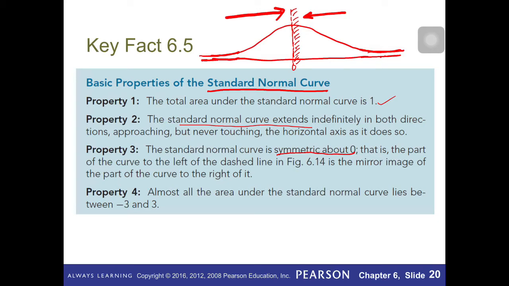Almost all the area under the standard normal curve lies between -3 and 3. This value is -3, this value is 3. Almost all the area under the standard normal curve lies between -3 and +3, which means this area. There may be a very small area below -3 and above 3, but almost all of it is within this range.